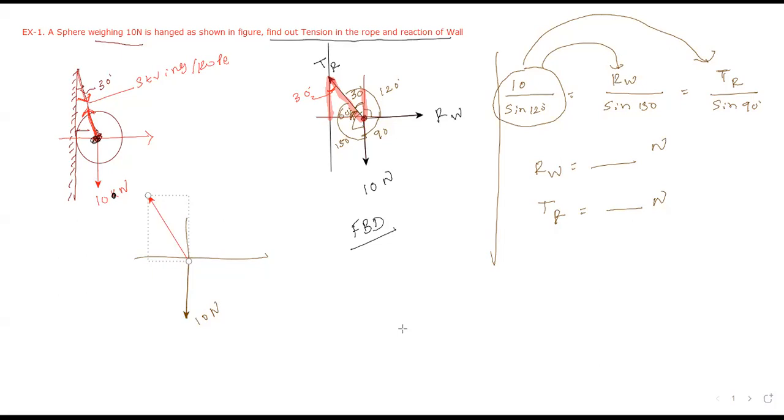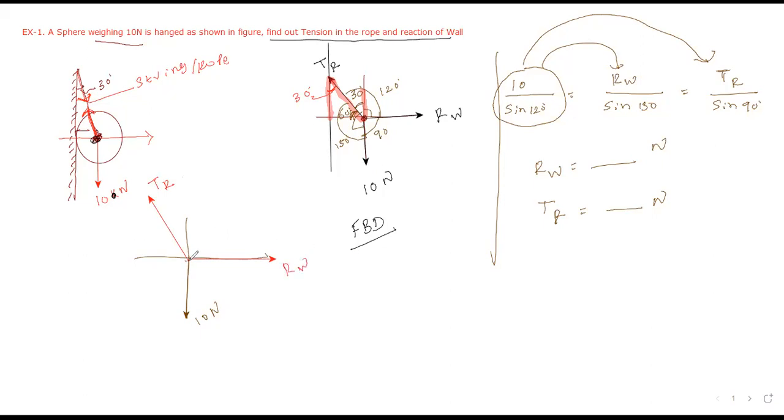Okay. This is your tension in rope, just like this, and reactive force from the wall, just like this. That is nothing but RW. Reactive force from the wall, just like this. That is nothing but your RW. So we have three forces. And three angles આપણે calculate કરીશું. This is your RW. Now in data.